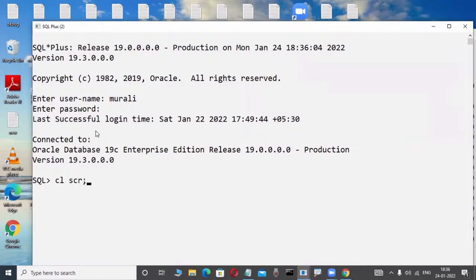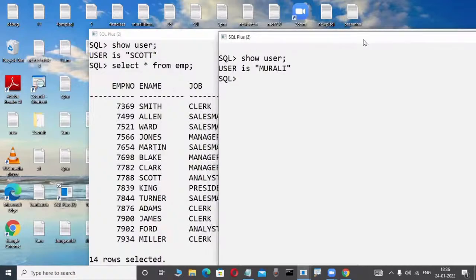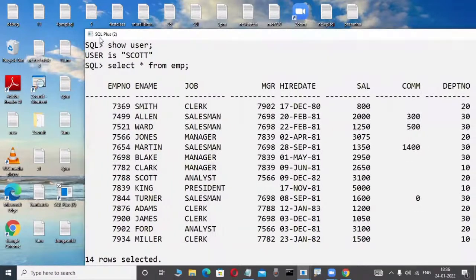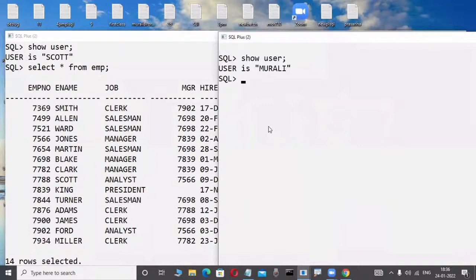Now check it out, observe the scenarios. It's the first demo class. Later you will be familiar with these things. Okay, another employee is there. Slowly observe here. One employee, Scott, is there. Another employee, Murali, is there. Maybe you are guessing, I think, that two employees are there in a company.